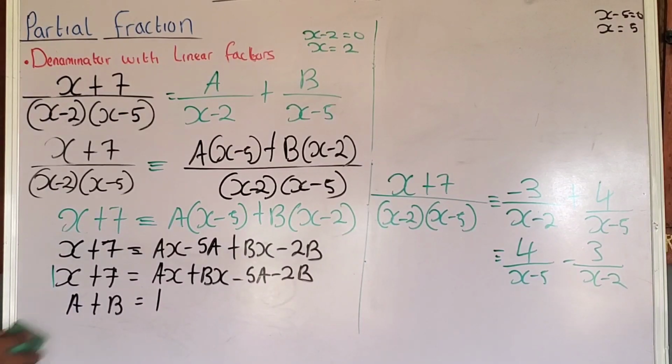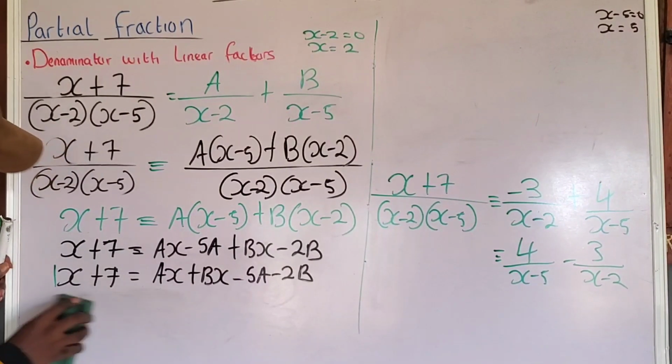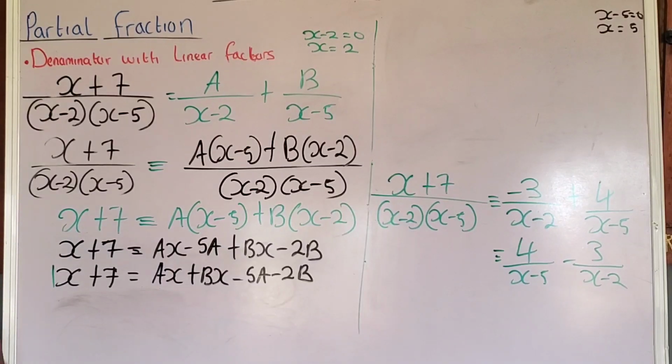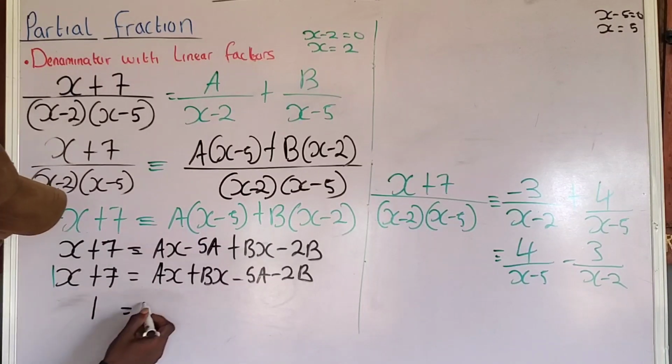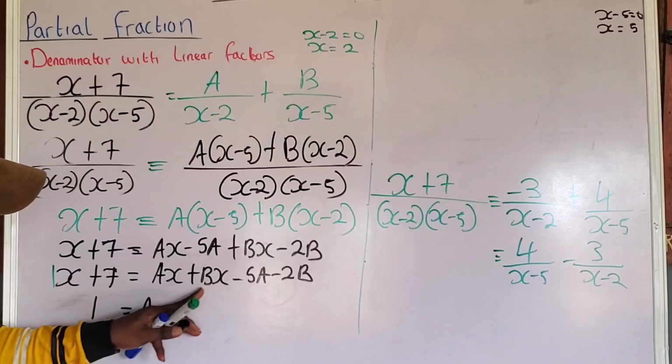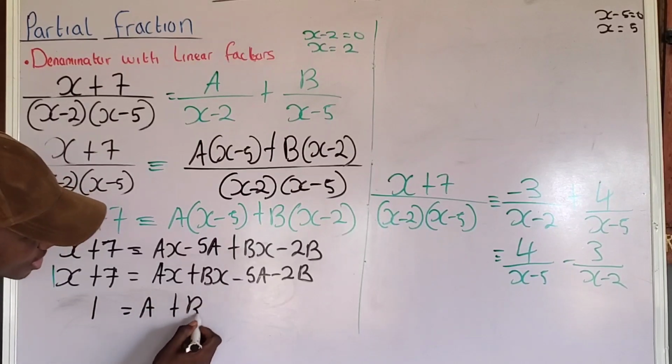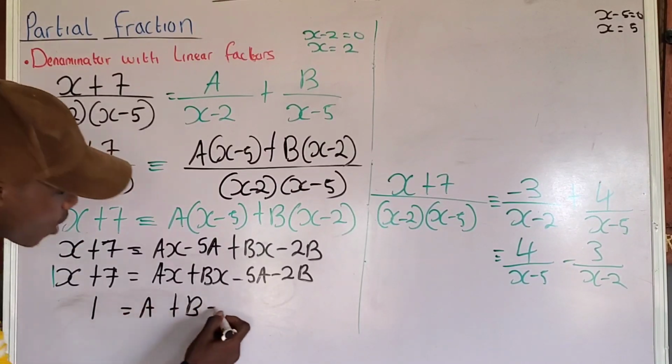Or you can also write it like this. Please pay attention, it's simple. You can write it like this: 1, because the coefficient of x here is 1. So 1 is equal to, now the coefficient of x is what? a. Now the coefficient of x here is what? Plus b. You understand? Okay, call this one equation 1.